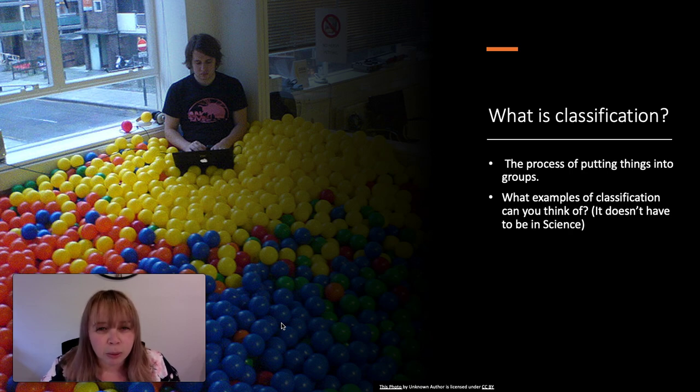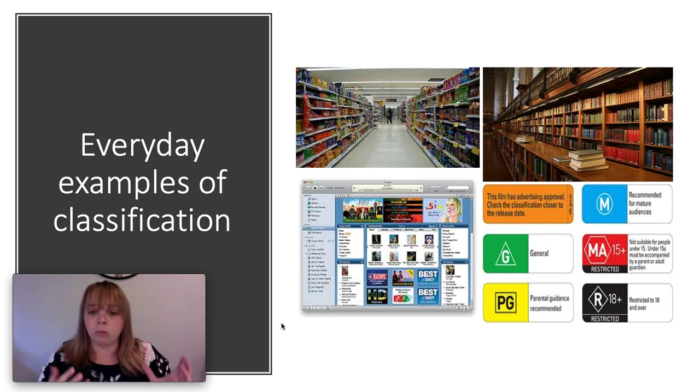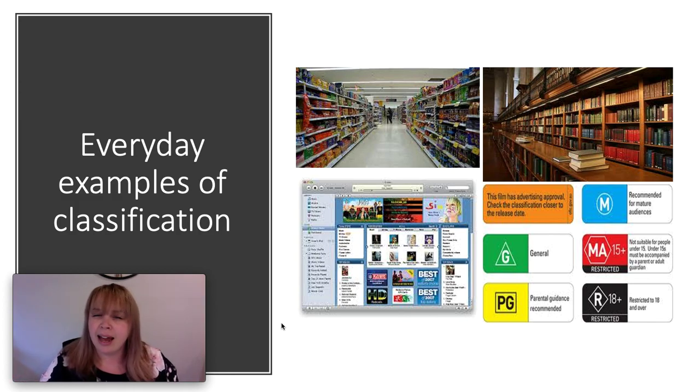I really hope you paused. And welcome back. So now that you've had a pause and that you've thought through different methods of classification, I'm going to show you some everyday examples. So one of the biggest ones and one of the only places we can go at the moment is the supermarket. How do they classify in a supermarket?